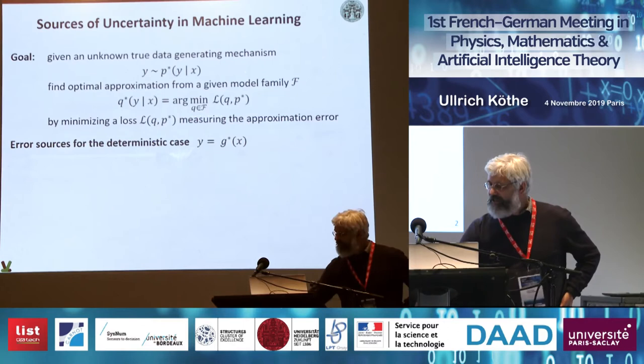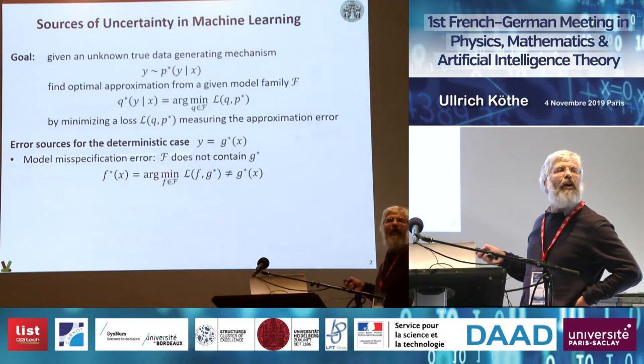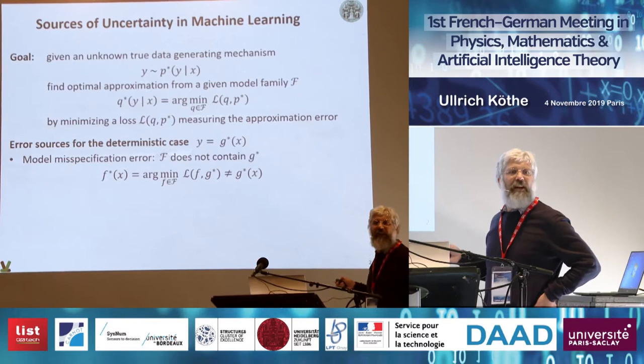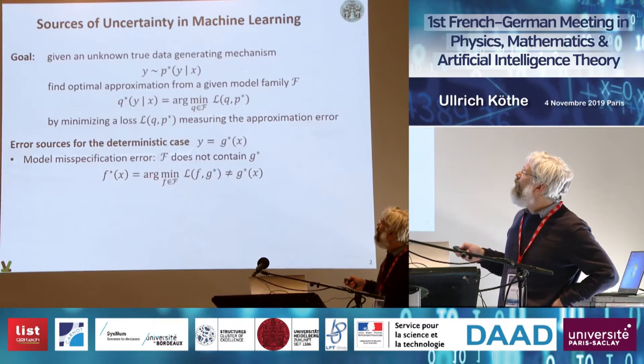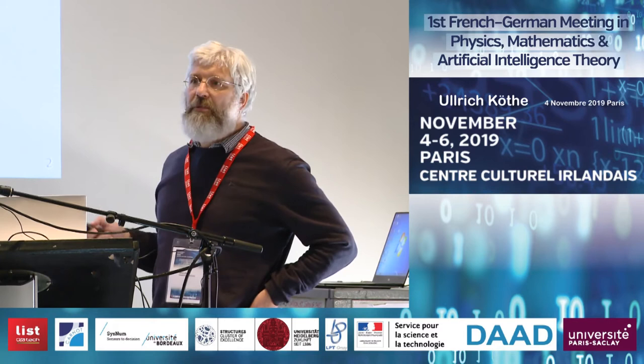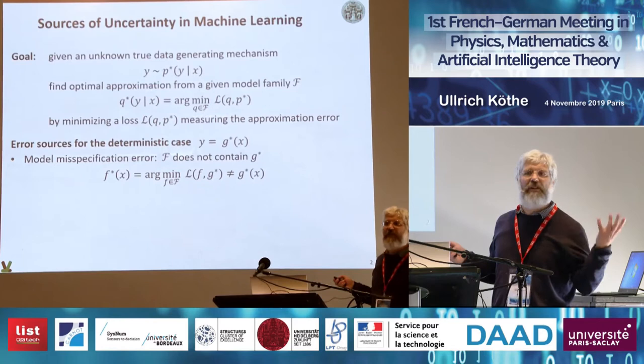The first type of error is the model misspecification error. The model class where we actually optimize, the capital F, may be smaller than the model class where the true function comes from. Then the best possible model that we can find in our model class, F star, may not be identical to G star. This used to be a huge problem in machine learning until neural networks took over. All methods previous to neural networks suffered a lot from model misspecification. For example, linear models are just too weak for most interesting phenomena.